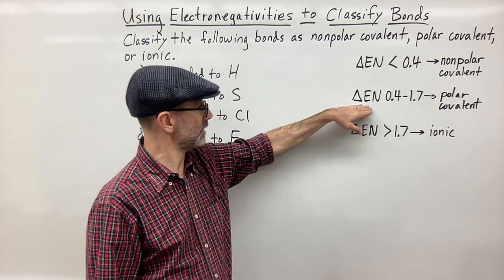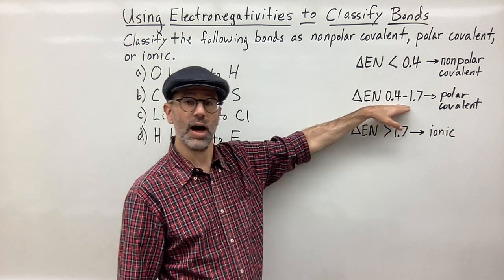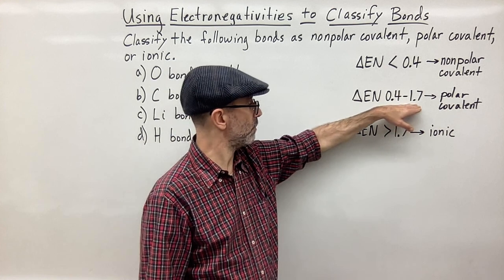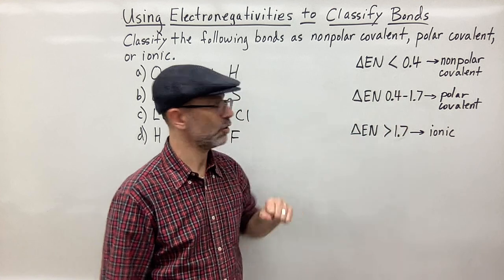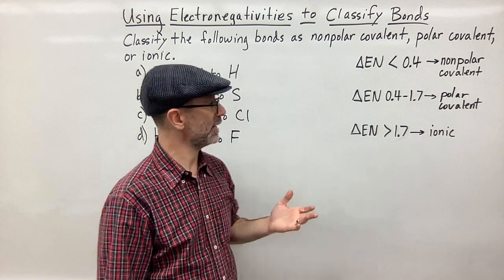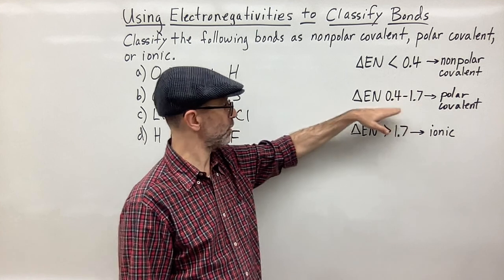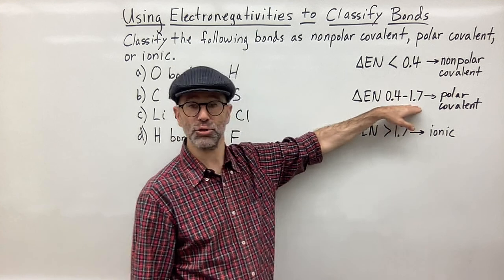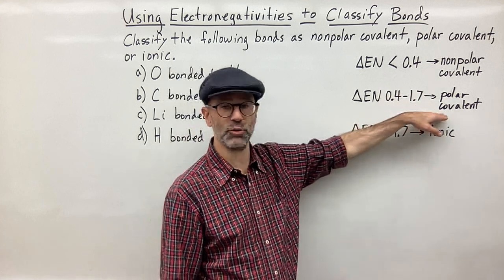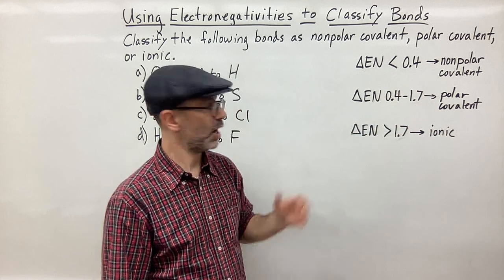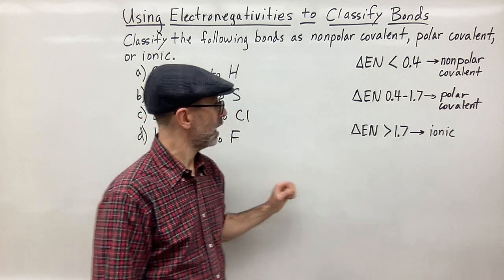If your difference in electronegativity between the two atoms is somewhere between 0.4 and 1.7, if it's in this range here, then it would be polar covalent. Again, depending on your textbook, I've seen textbooks say 2 here. So if it was between 0.5 and 2, then it would be a polar covalent bond. So again, go with whatever your professor, your teacher, or your textbook says.